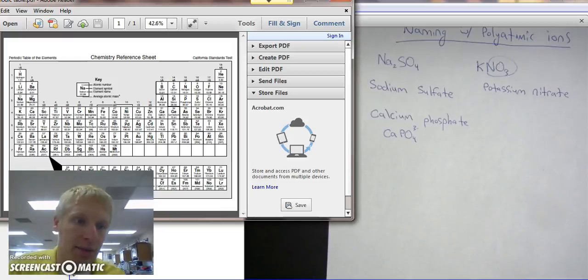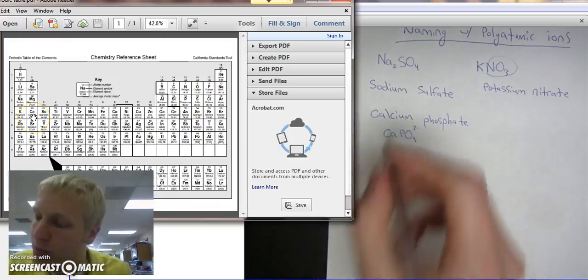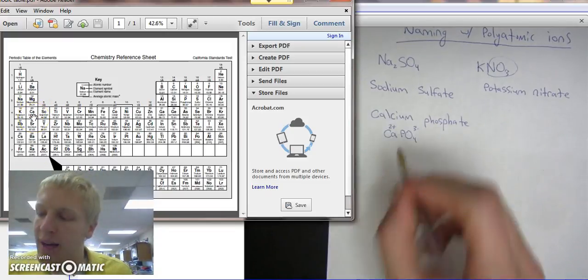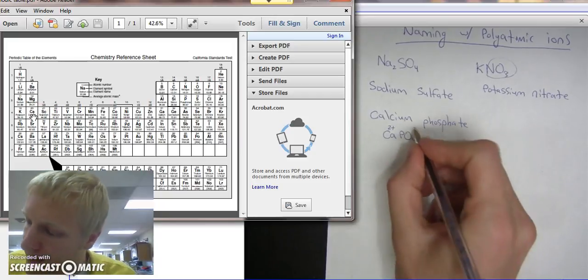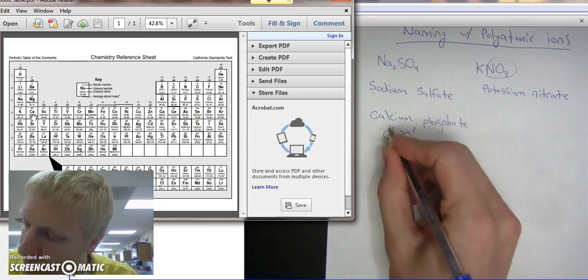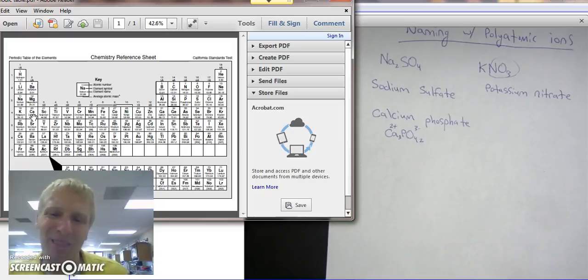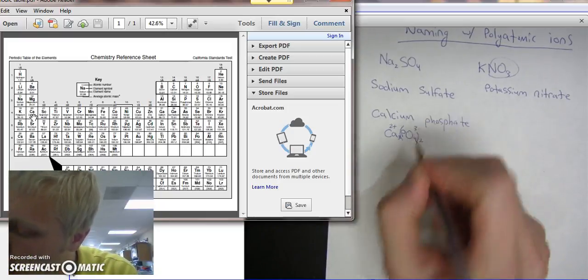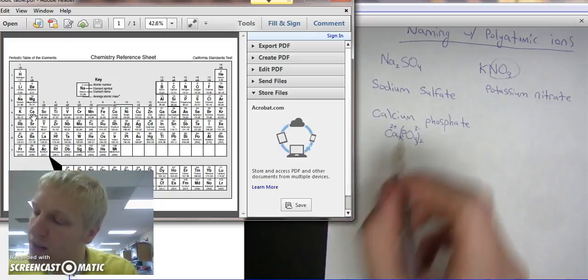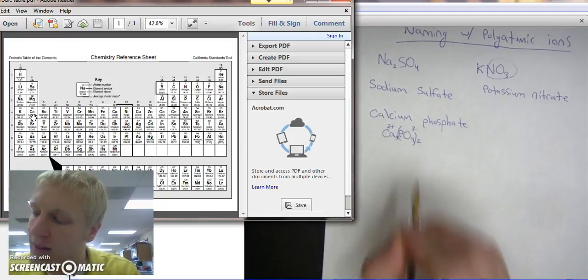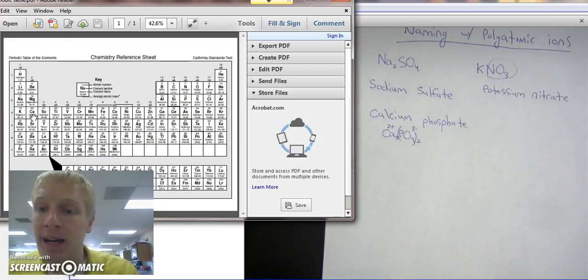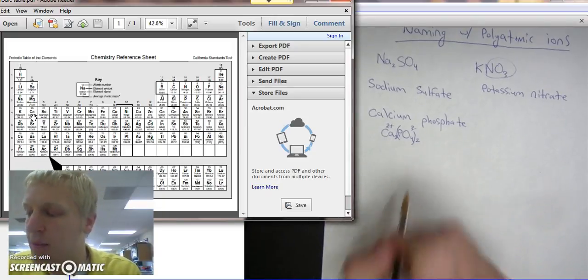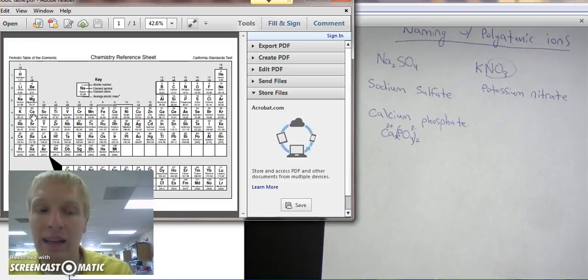Remember, calcium is here in the second column, so it's a 2+ charge. So now we got to crisscross it. 3 goes here, and the 2 goes here, but that looks like 42. So we want to make sure that we're showing that we have 2 PO4s. So we have to put it in parentheses. Whenever you have more than one polyatomic ion, you put the polyatomic ion in parentheses. And we got Ca3(PO4)2 would be calcium phosphate.